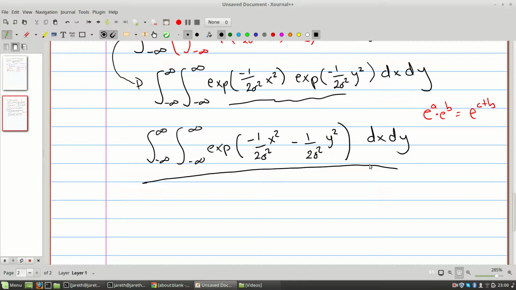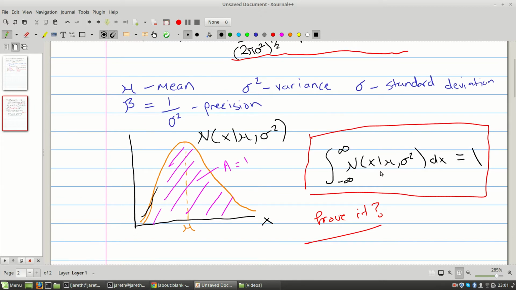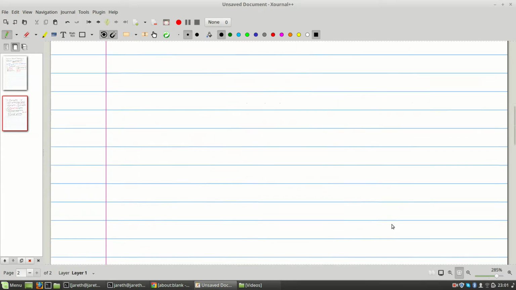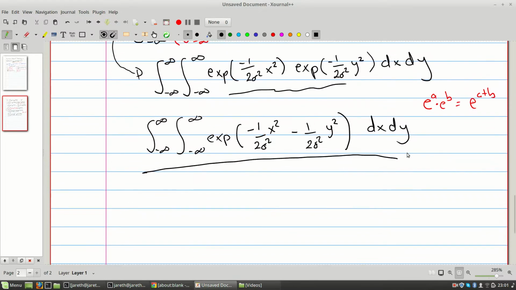So now that we've reached this point, you might not understand where we're going with this, but just keep going because it's all going to come together towards the end. Why we're doing all of this is just to prove that this is a probability density function that sums up to 1, when we're talking about the normal distribution.